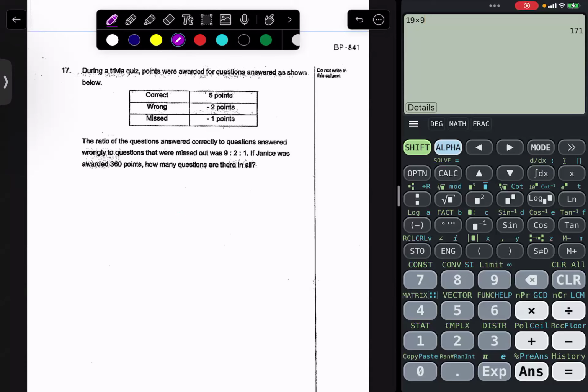So this is actually a form of grouping, right? So 9 to 2 to 1, what does it mean? It means that she answered 9 questions correct, she will answer 2 wrong. She will have skipped 1 question. So what is the total point in that one group? In one group of questions, she would have scored 9 times 5 plus, or rather minus 2 times 2 minus 1 times 1. So she will have scored 45 minus 4 minus 1, which is 40 points. So one set of questions, she scored 40 points.